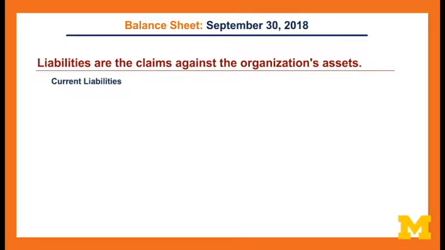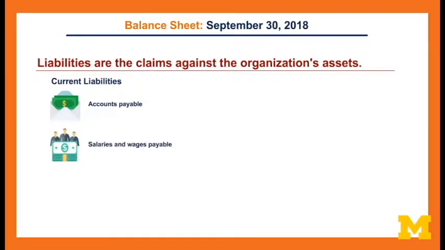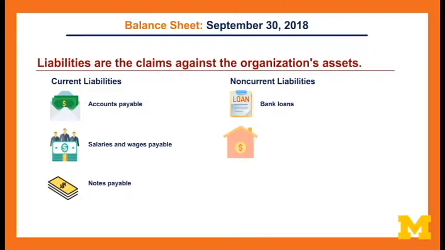Current liabilities include liabilities that are expected to be paid within 1 year. Examples are accounts payable, that is money owed to suppliers, accrued salaries and wages payable, that is money owed to employees, and notes payable, that is money owed to banks for short-term loans. Non-current or long-term liabilities represent financing to the organization with maturities of more than 1 year. Examples include bank loans, mortgages, and bonds.